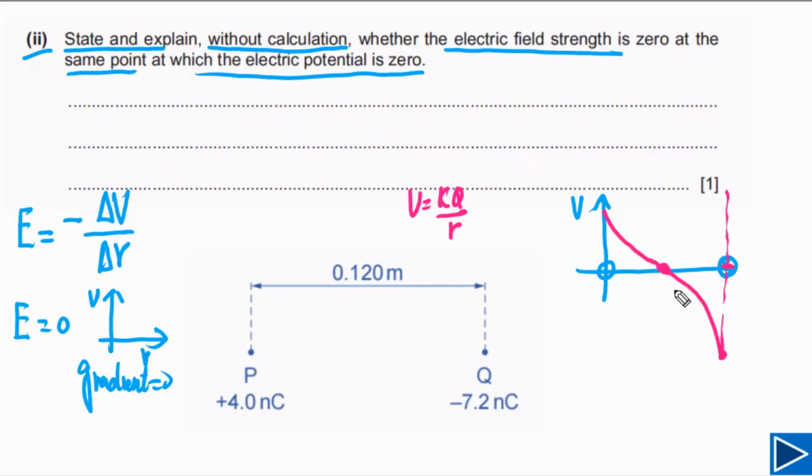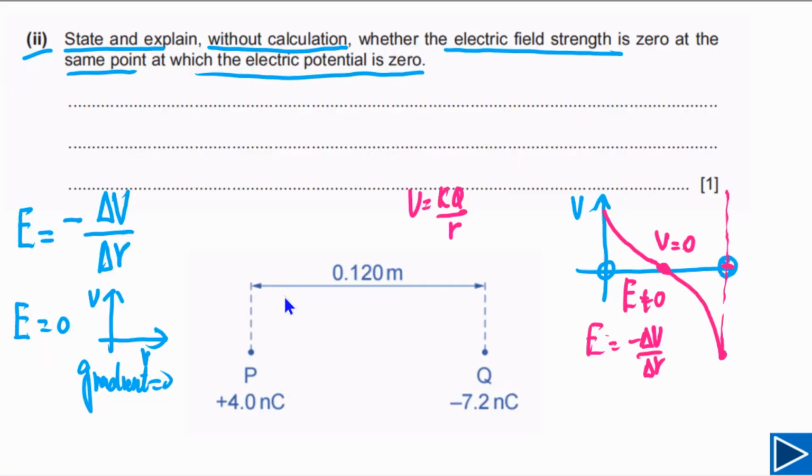But if you look at the gradient here, the gradient is not 0. So at this point potential is 0, but electric field is not 0, because electric field is equal to negative delta V over delta R, and this is not equal to 0. The gradient is not 0, but V at this point is equal to 0, and that's the point you need to understand to answer this question. So potential can be 0, but at that point electric field cannot be 0.